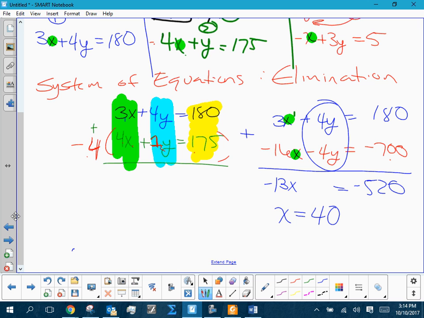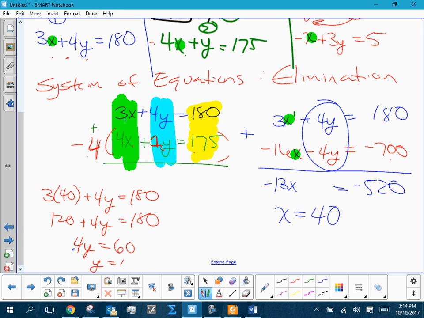I always go back to what I think is the simplest. I think that looks pretty simple. So we go 3 times x being 40 plus 4y equals 180. 120 plus 4y equals 180. We get 4y is equal to 60. Y then ends up being 15.